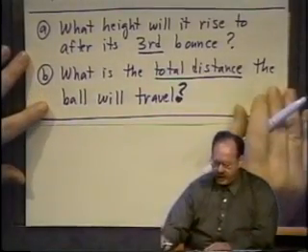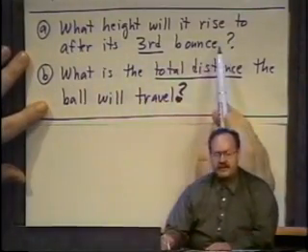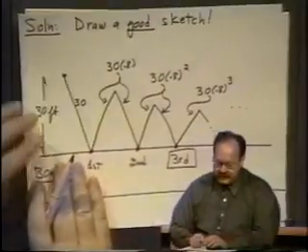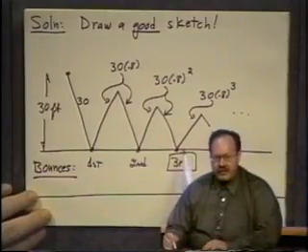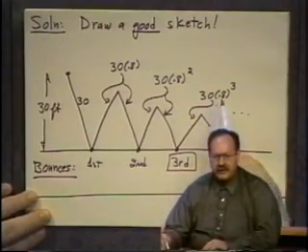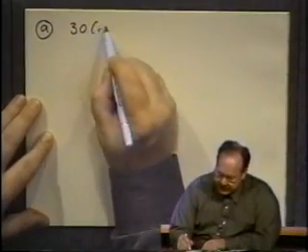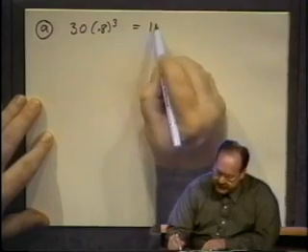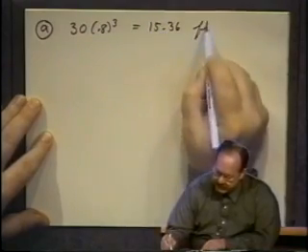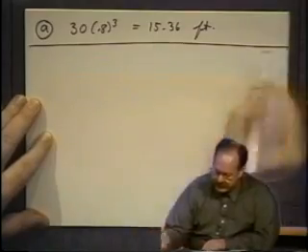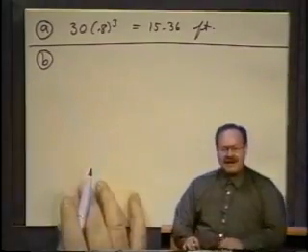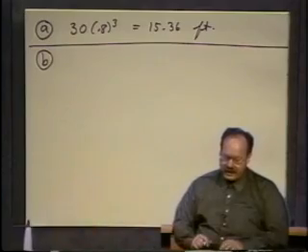Okay, question A. Let me bring back the question here so you remember. The question was, what height will it rise to after its third bounce? Well, with the picture we've drawn, the answer is immediate, isn't it? Here's the third bounce, here's the height it rises to, and that's 30 times 0.8 cubed. So the answer is 30 times 0.8 cubed, and that happens to be 15.36 feet. Now see, with a really good sketch like that, some questions are immediate. They come right out of the sketch.